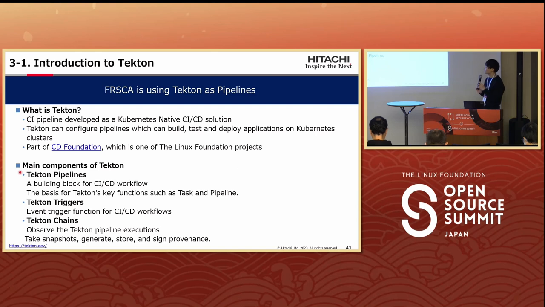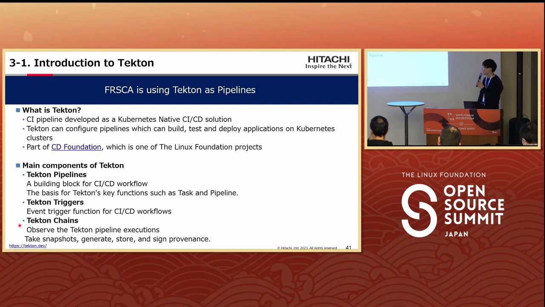I introduce the main components of Tekton. First, Tekton Pipelines. Tekton Pipelines is a building block for CI/CD workflow. Tekton Pipelines provide Tekton's key functions, such as Tekton tasks and Tekton pipelines. Second, Tekton Triggers. Tekton Triggers are an event trigger function for CI/CD workflow. For example, developers push a commit to a GitLab or GitHub repository. Then Tekton Triggers detect the push event and execute your pipeline.